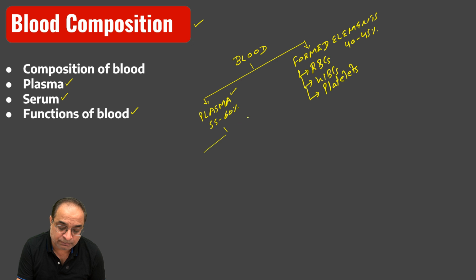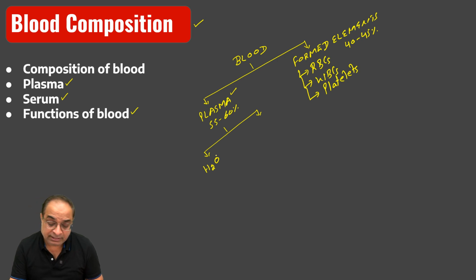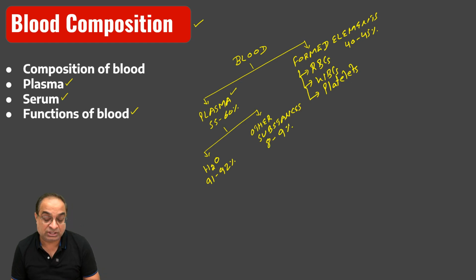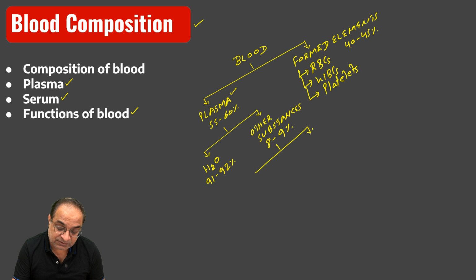What is the further composition of plasma? We know that plasma consists of water, right? In addition to water, there are other substances. Can you guess what are the other substances? The other substances can be organic, these can be inorganic. 91 to 92% is water and roughly 8 to 9% is other substances. These other substances can be organic or these can be inorganic also.